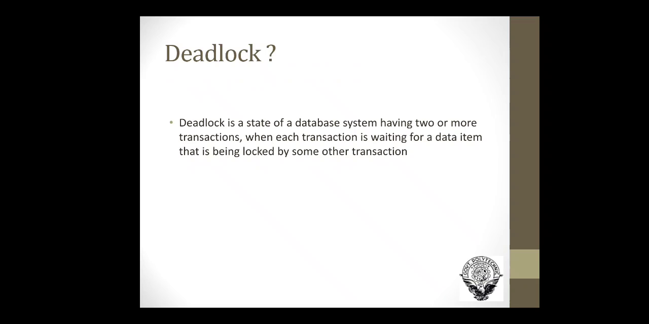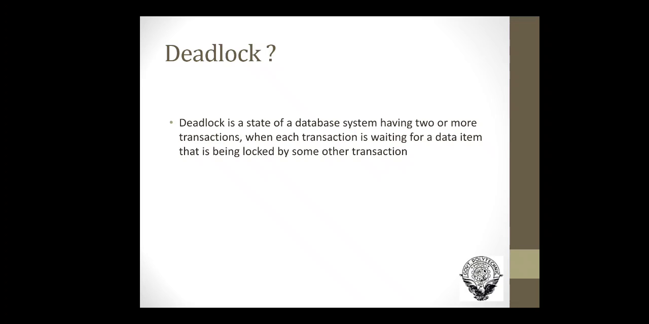First, that is deadlock. So what is deadlock? You may have already seen this particular concept in the operating system. In the database, deadlock is a state of the database where two or more transactions are each waiting for a data item that is being locked by some other transaction. Means that if there are multiple transactions, and some of them are waiting for the same data item, at that place deadlock in the database system is going to occur.